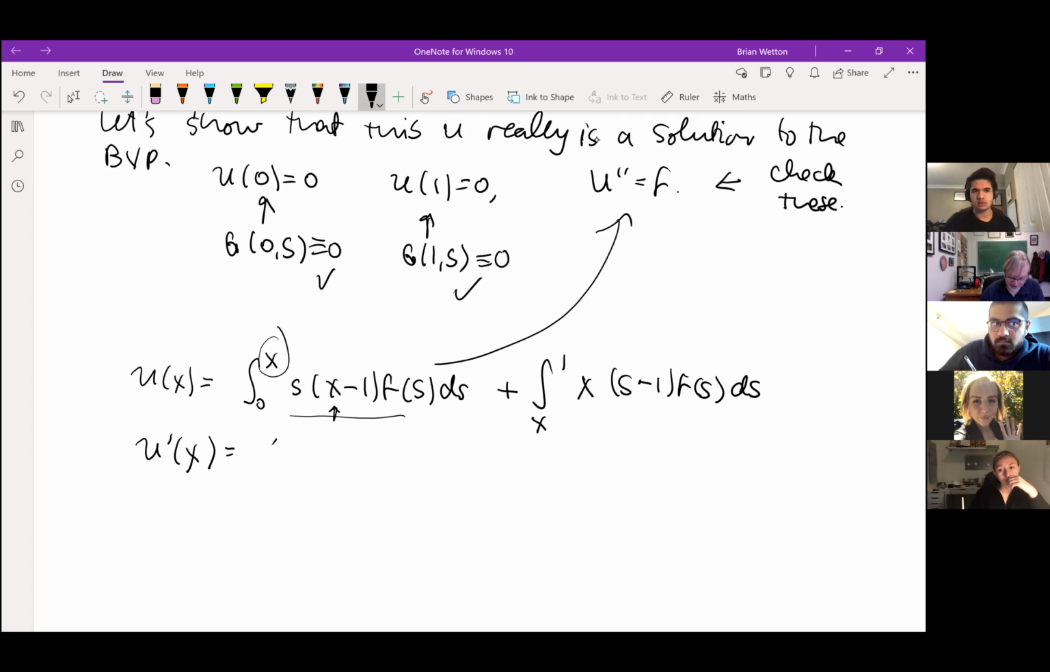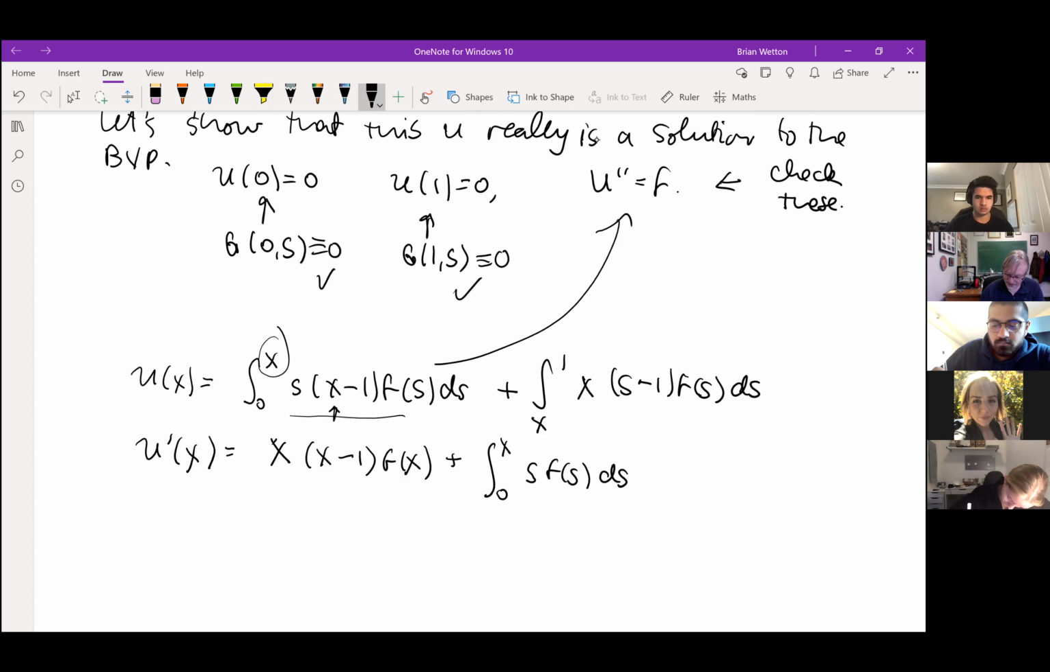Okay, I think I've got a mistake in my notes. I think this should be x times (x minus 1) f of x. And then I'm going to get the integral from 0 to x of the derivative of that thing. That's just s times f of s ds.